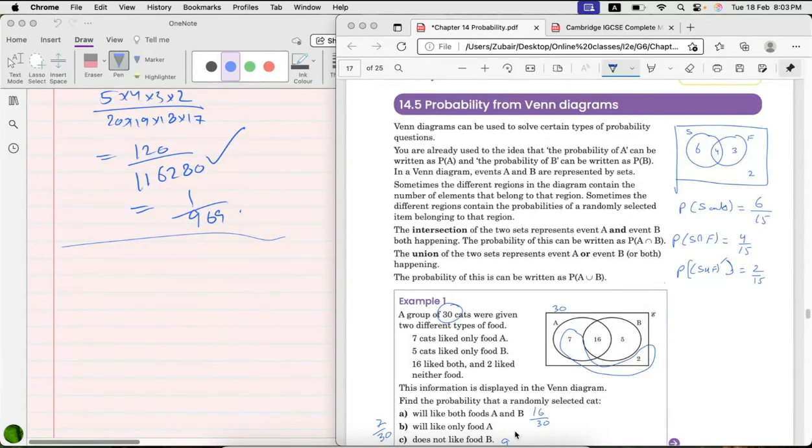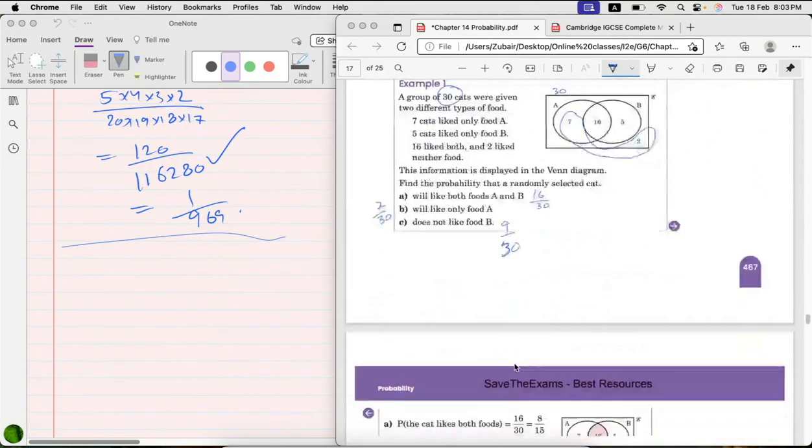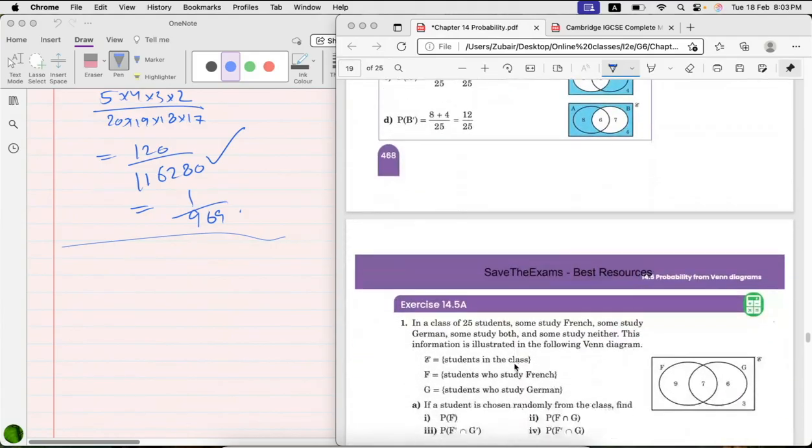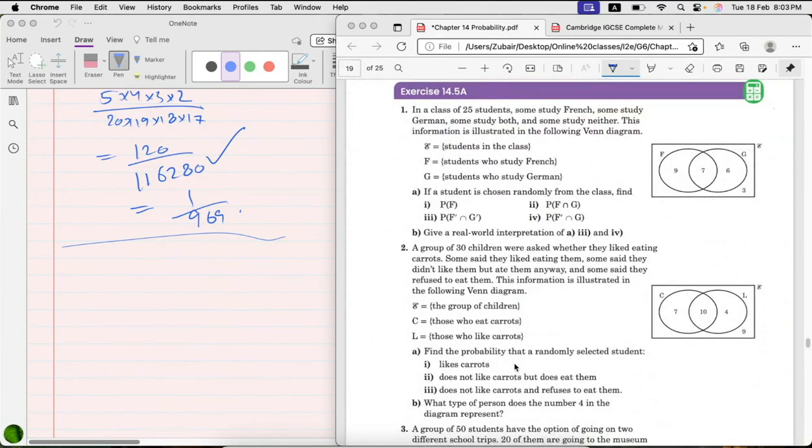We just discussed one example in case of probability from Venn diagram, and moving onwards from here, two examples of exercise. In a class of 25 students, some study French and some study German, some study both. This complete is French, this complete is German, both are 7 and none are 3. This information is illustrated in the following Venn diagram.